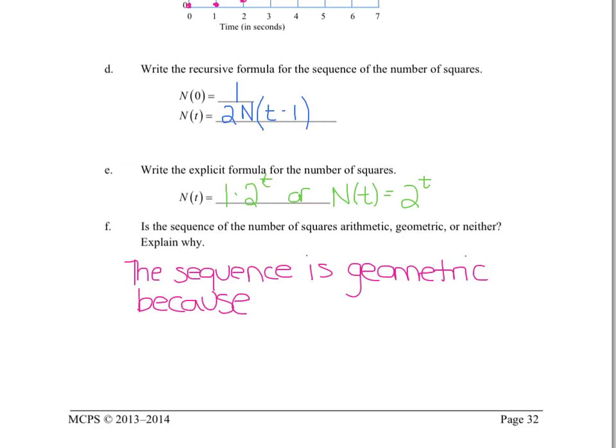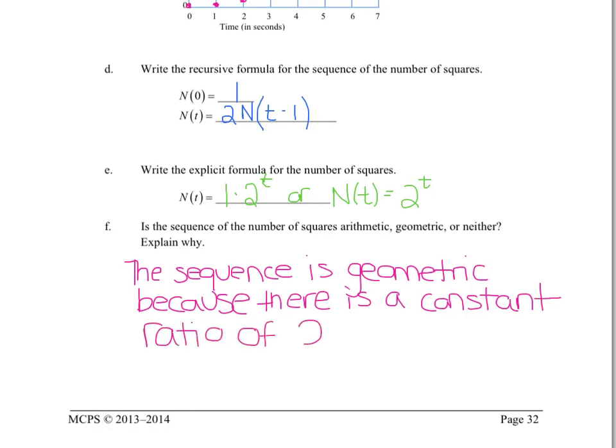So the sequence is geometric because there is a common constant ratio of 2. Using these words and giving the actual answer will help give you full credit on this. Just saying that we know that this is geometric because it's multiplying is not a good enough answer. So you really want to make sure that you have enough details.